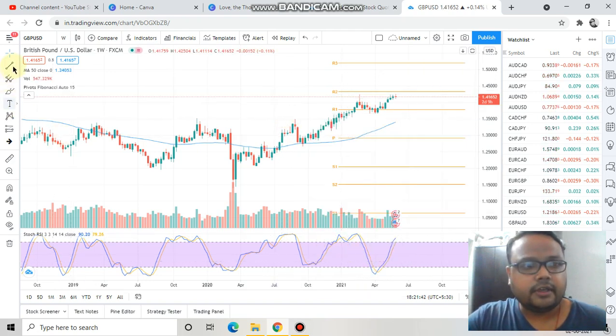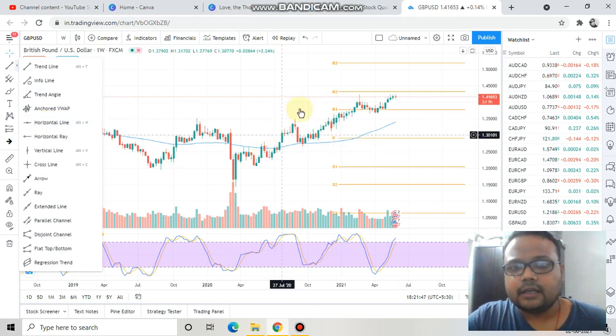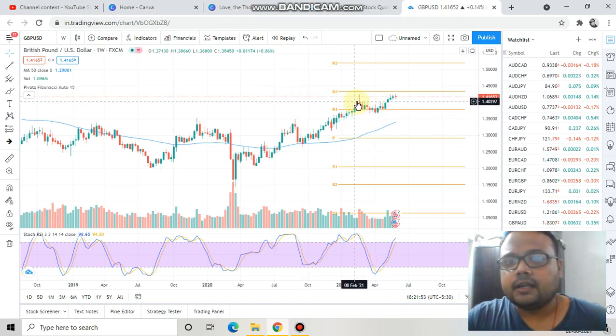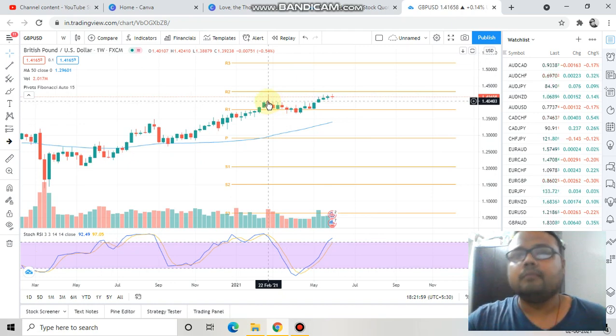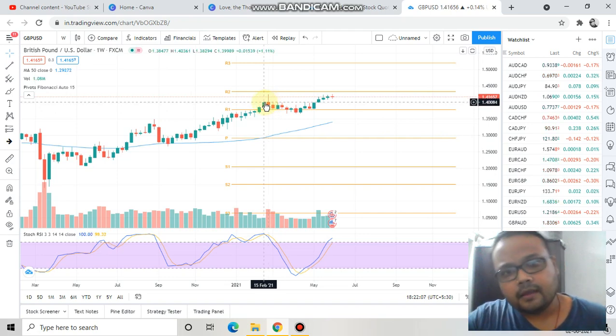Let me remove the drawings. This is the weekly chart, and in the weekly chart we can easily see that the market is in an uptrend, very bullish. But in the third week of Feb, this candle belongs to the third week of Feb, the market tried to go up, but there was some selling pressure. The market failed to go up, price came down, and the market formed a shooting star kind of pattern.